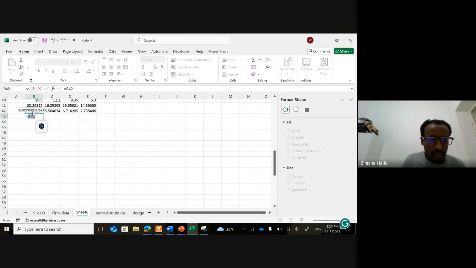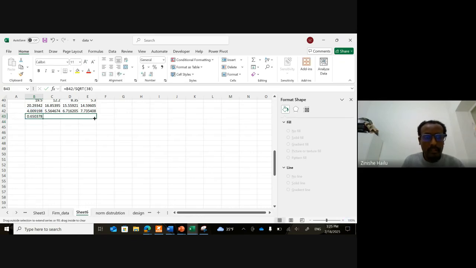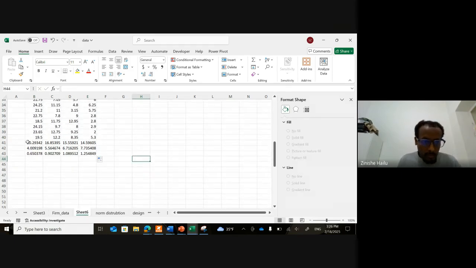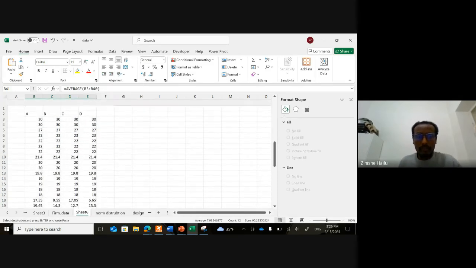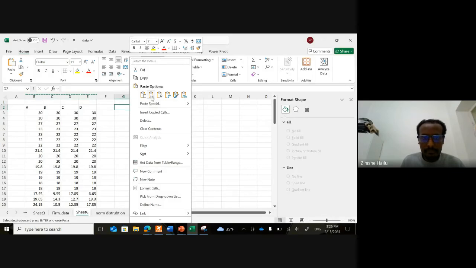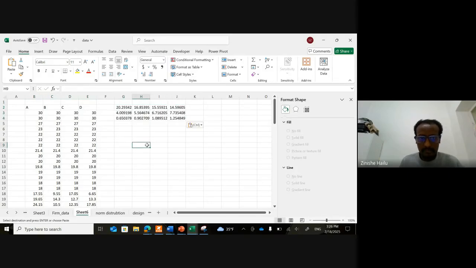I have to fix this over the square root of 38. Yes, this is the standard error. Now I will use this for the plot. Okay, this is A, this is B, this is C, and this is D.